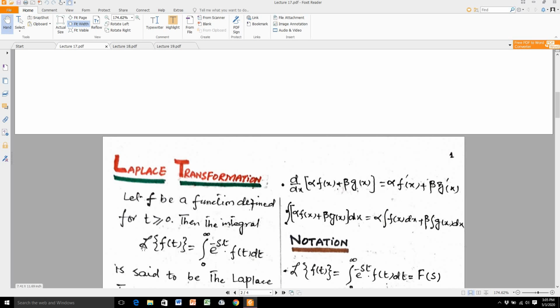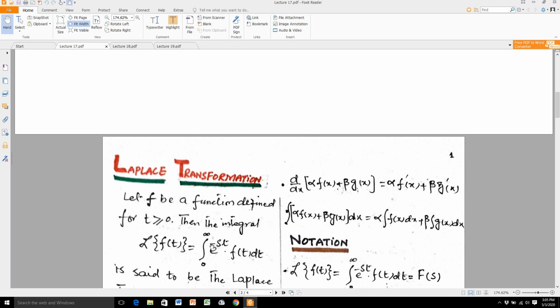Then the integral Laplace of f of t is equal to the integral from 0 to infinity of e raised to the power minus st f of t dt. This is our notation of Laplace. So the Laplace of f of t, where the function is based on real time, is equal to the integral from 0 to infinity of e raised to the power minus st f of t dt, where s is any real number.